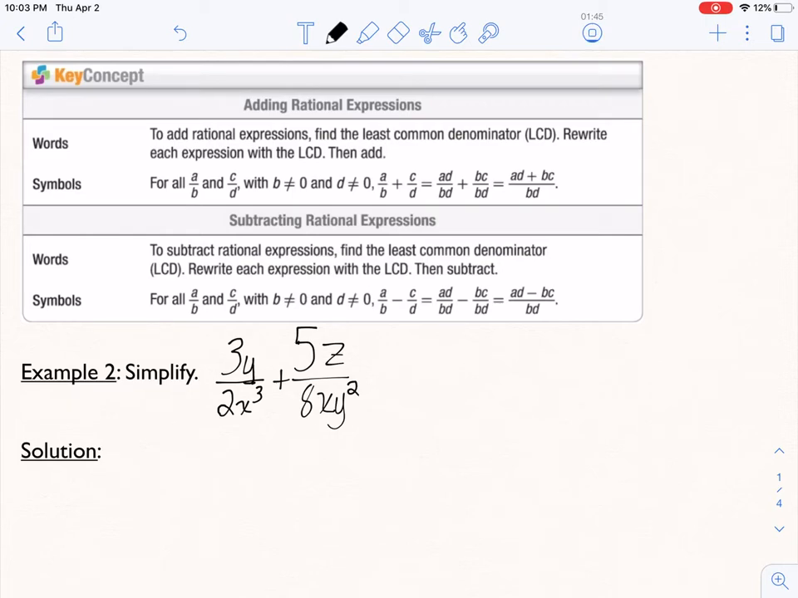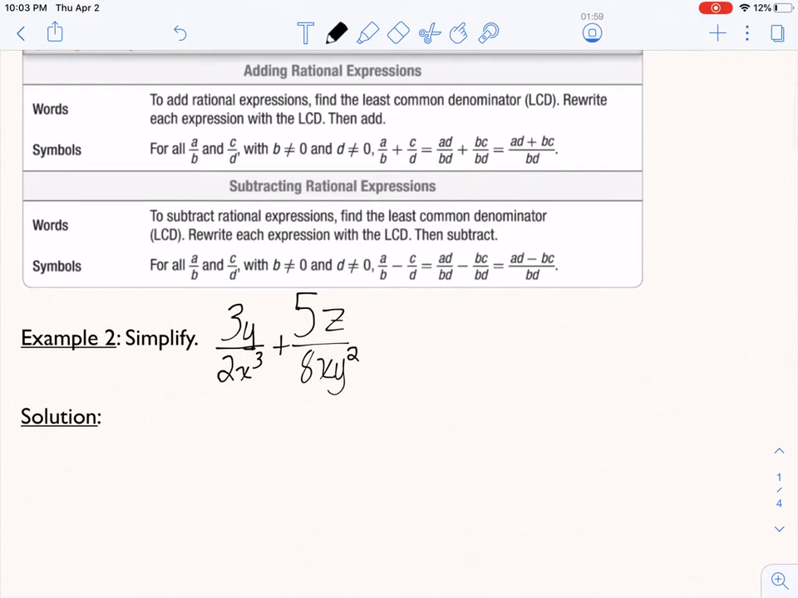I'm just going to go through some examples here for you. So we have 3y over 2x to the third plus 5z over 8xy squared. The first thing we have to do if we're going to add fractions, obviously, is find the LCD. Only looking at my denominators, I don't care about my numerators at all. I have 2 and 8. What number do both 2 and 8 go into? It's got to be at least as big as that largest number. Well, 2 goes into 8, so that is going to be my number.